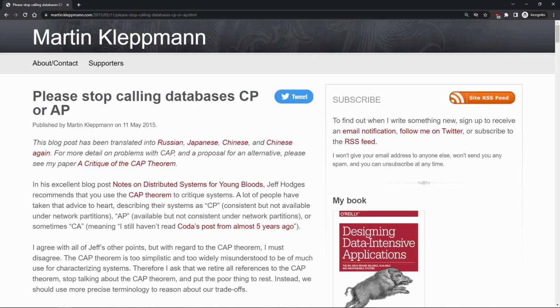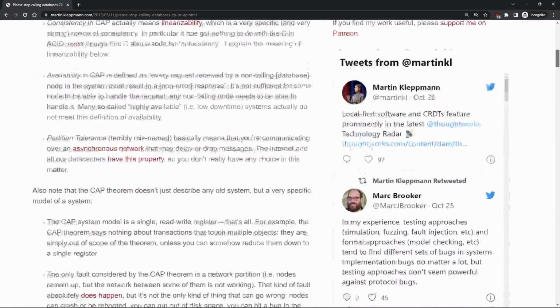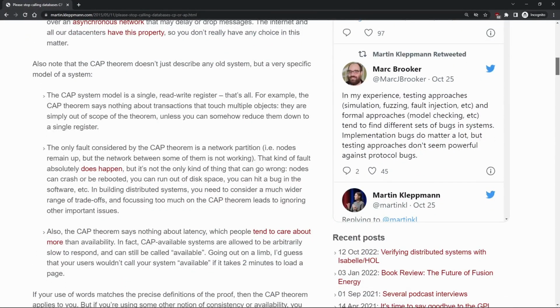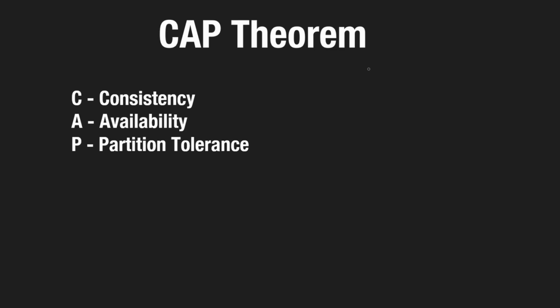For more details on why that is, I would check out Martin Kleppmann's blog post about CAP theorem. It's not super long, but I definitely think it raises a lot of really good points that I'd mostly agree with. But I'm mainly going to be echoing a lot of the points that Martin Kleppmann makes.